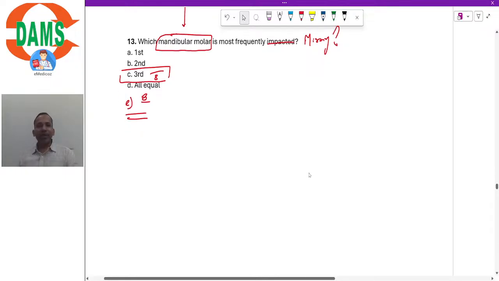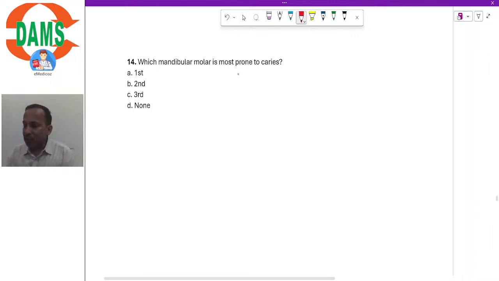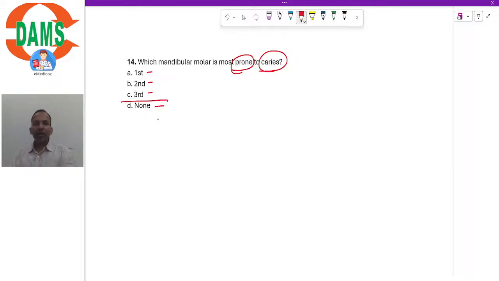So let's go to the next question. Which mandibular molar is most prone to caries? So which of these is most prone to caries? Options are first molar, second molar, third molar, none. So what do you think? Which of these would be most prone to caries? Obviously option D, none, we included because there is no fourth molar and the fourth option had to be something. So obviously option D can easily be ruled out, isn't it?